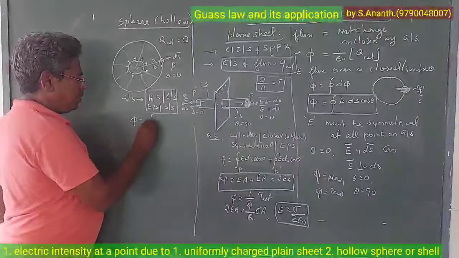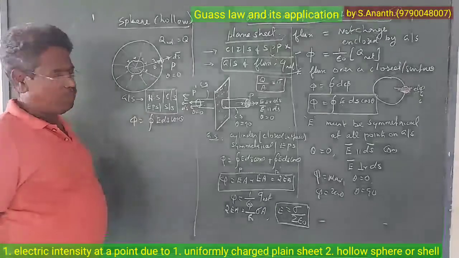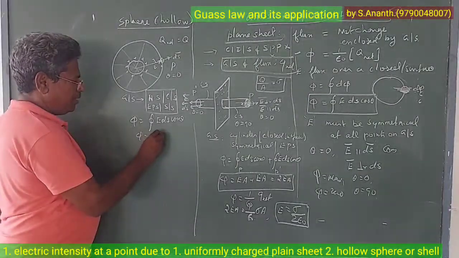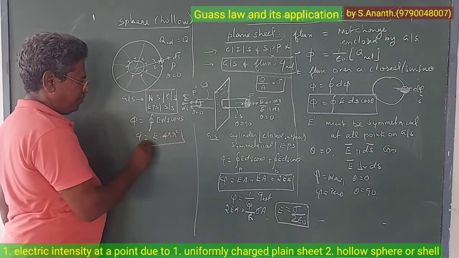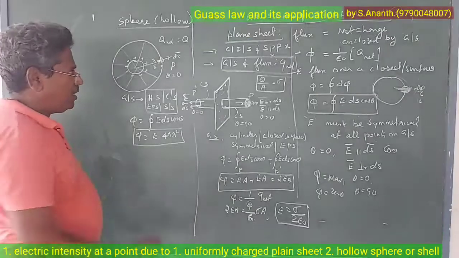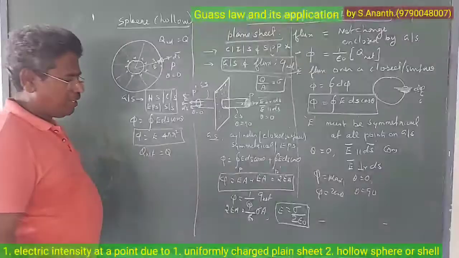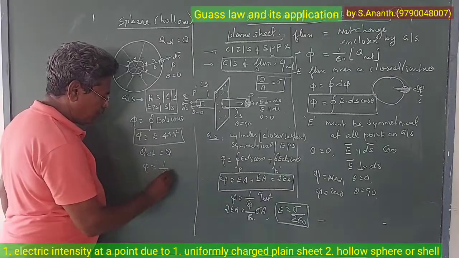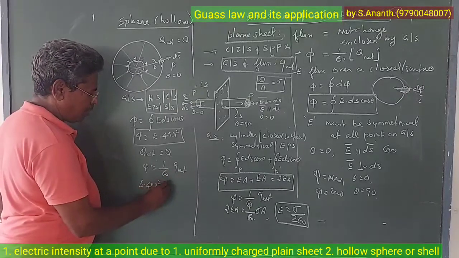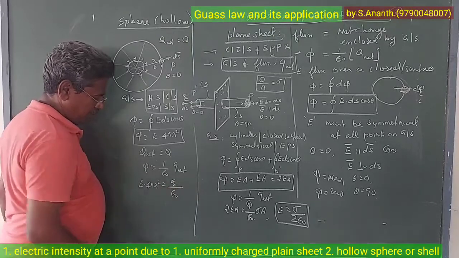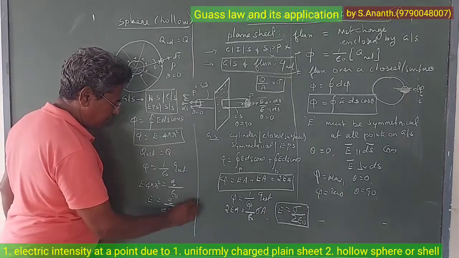Now total flux equal to integral of E ds cos theta. Theta 0, cos 0 is 1. Therefore flux equal to E into the total area of the sphere, that is 4 pi r square. Then what is the net charge enclosed? Q net equal to Q. Therefore Gauss law says flux equal to 1 by epsilon naught times of Q net, E into 4 pi r square is equal to Q by epsilon naught. Therefore E is equal to Q by 4 pi epsilon naught r square. Very simple.